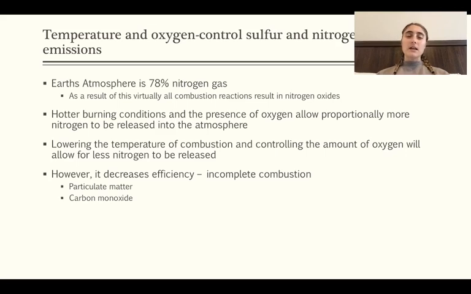The only downside to this is that incomplete combustion reactions, which are reactions that take place with little to no oxygen or not enough oxygen, lead to different types of problems. They lead to things like carbon monoxide, which is toxic to humans, and could also lead to increased particulate matter. So those are things like incomplete combustion of things like biomass, right? So we could end up with more problems than we had before.